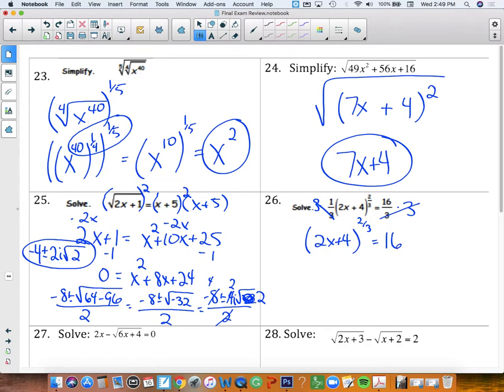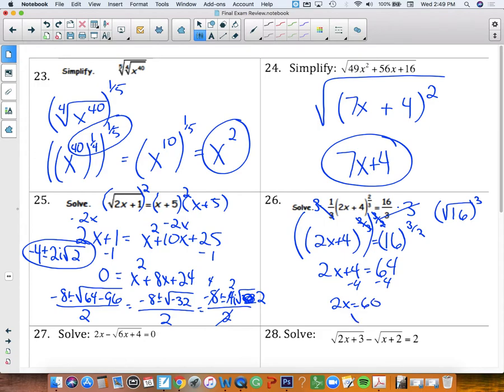And we actually did one of these in class. So how do I get rid of that 2/3 exponent? You're going to have to use a reciprocal exponent. So 3/2 power. That'll cancel here. And we get 2x plus 4 equals 16 to the 3/2. Well, that is the square root of 16 cubed. So square root of 16 is 4, cubed is 64. Minus 4, 2x equals 60, x equals 30. Okay, so that's your solution for that one.